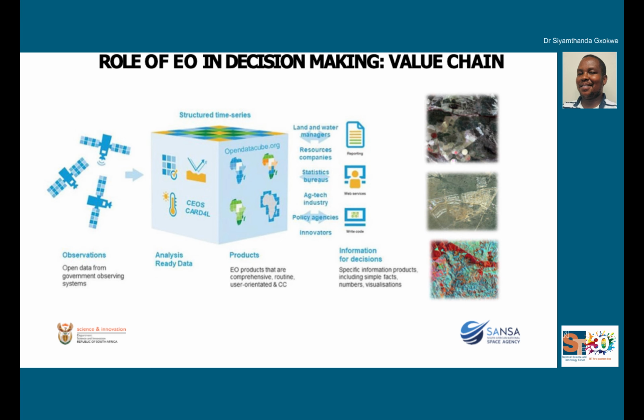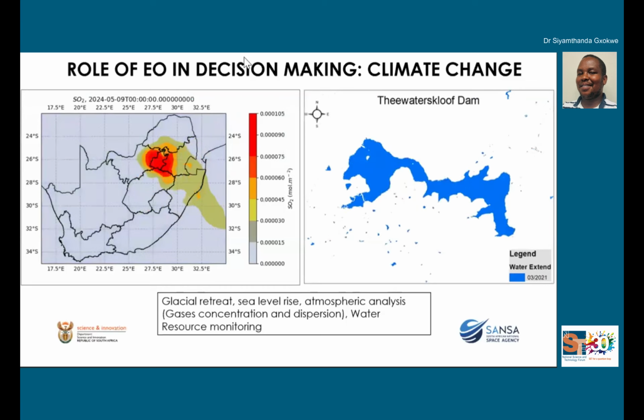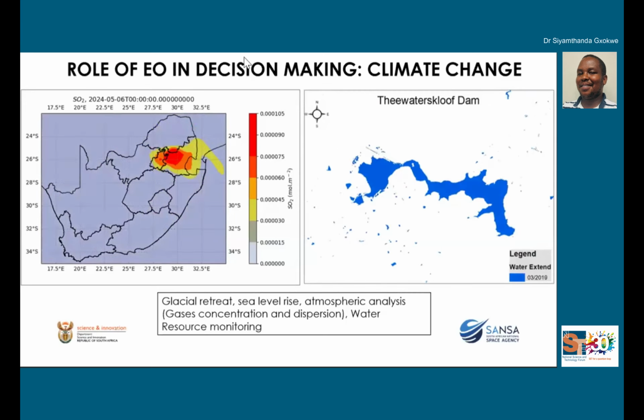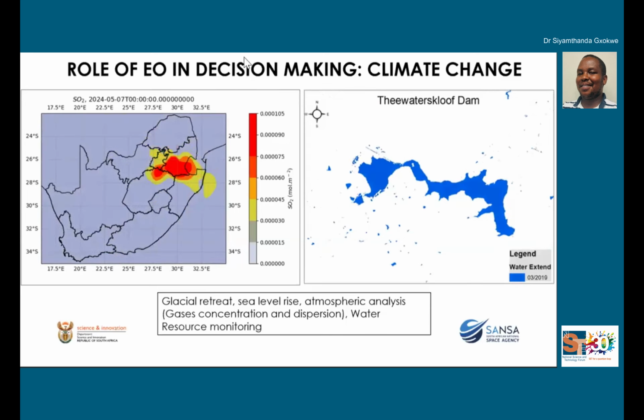And then some of the tools that we have relate more to climate change. So here at SANSA, we've developed some tools based on these Earth observation products. Some of the tools that you see in front of you allow us to monitor gases within the atmosphere, and the concentration and movement of those gases.